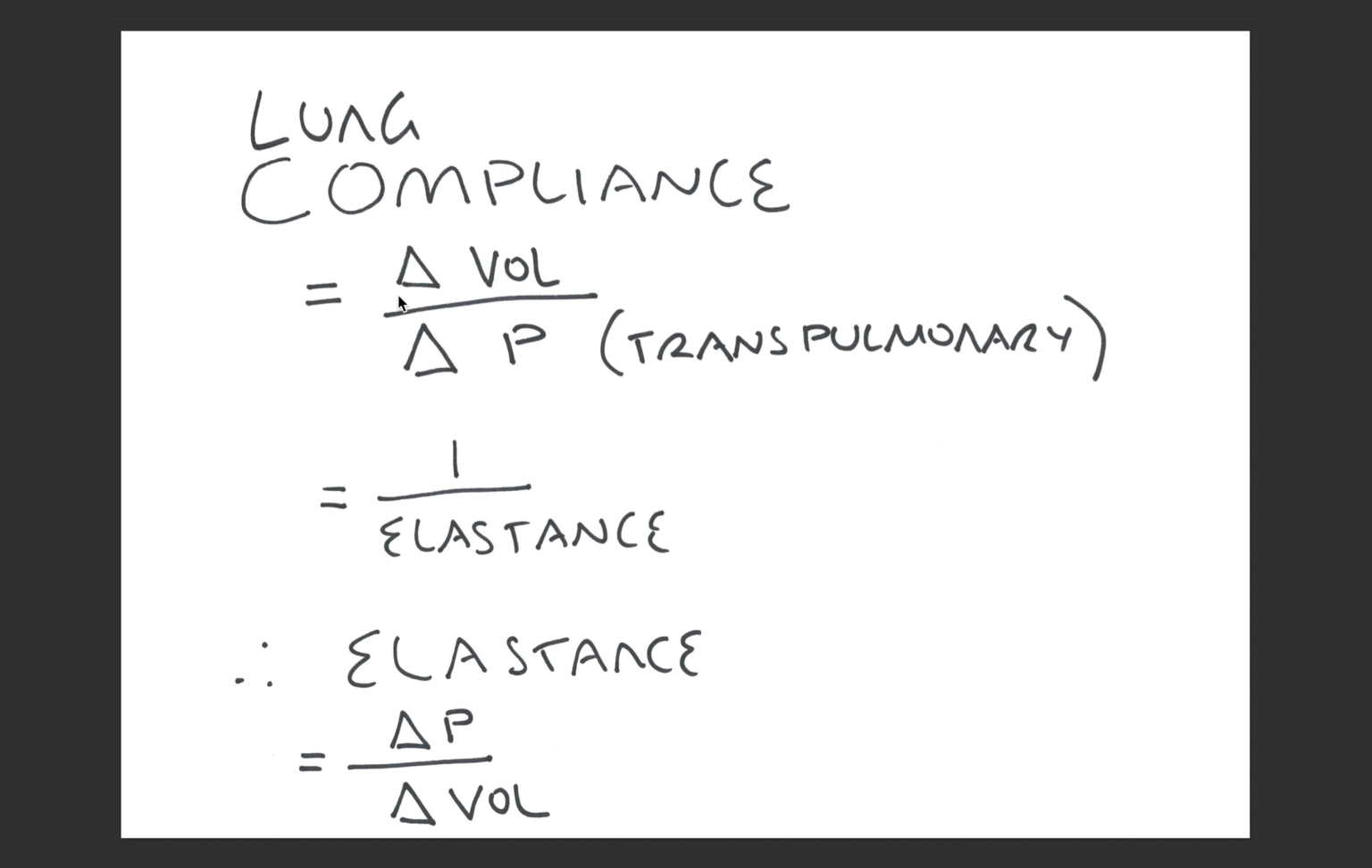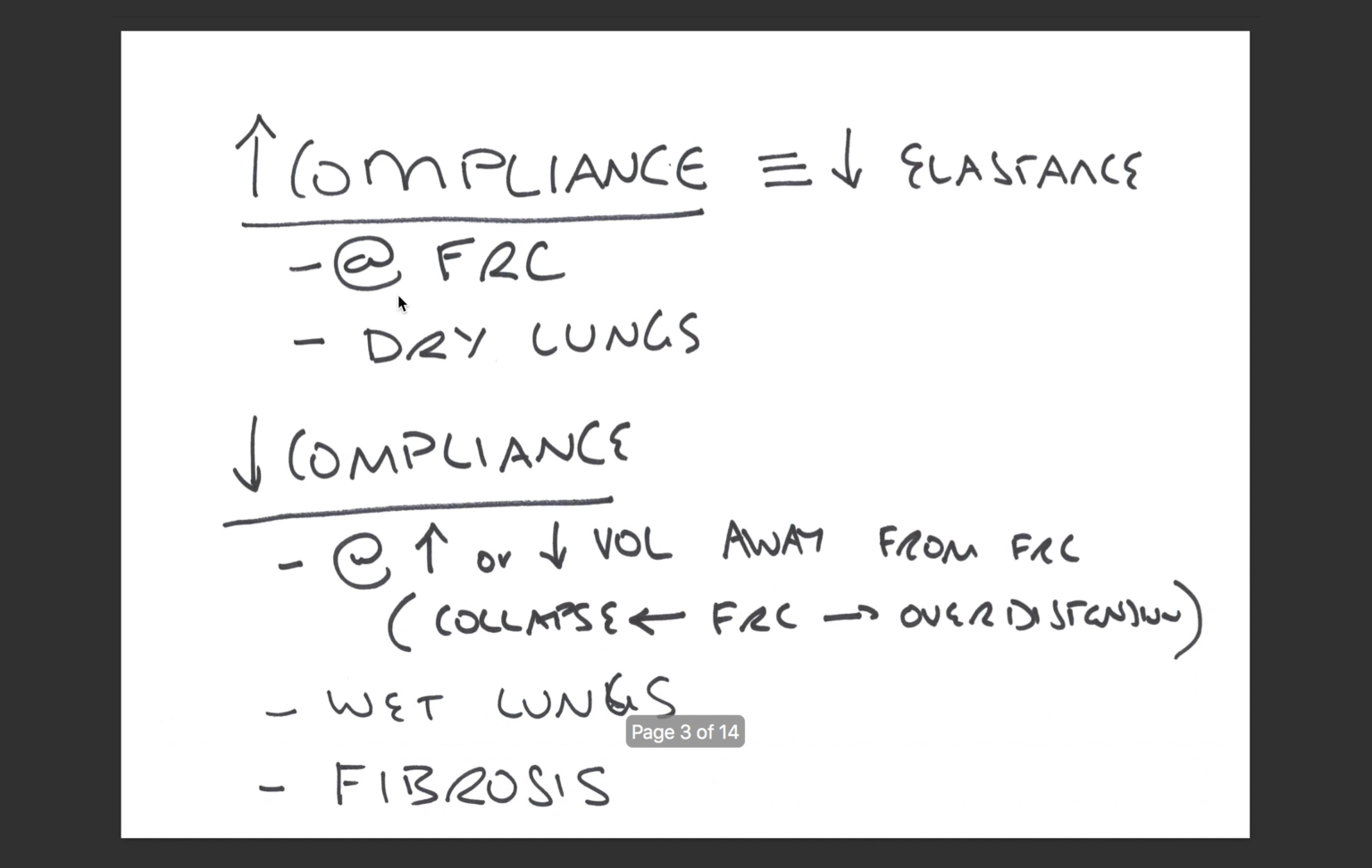Lung compliance is simply a change in volume divided by a change in pressure. In this case, it's the transpulmonary pressure dealing with the lung. Compliance is the reciprocal of elastance. So therefore, if compliance is the change in volume divided by a change in pressure, elastance is a change in pressure divided by a change in volume. So if you know one, you can calculate the other. Increased compliance, similarly, equals decreased elastance.